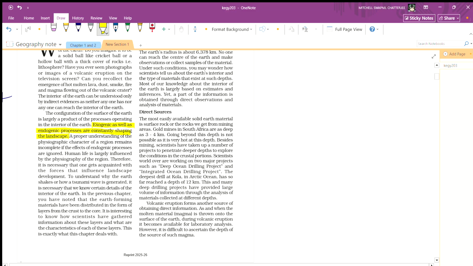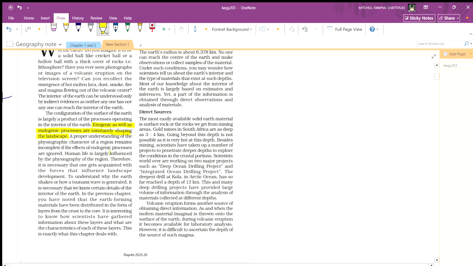A proper understanding of the physiographic character of a region remains incomplete if the effects of endogenic processes are ignored. Physical geographic character, like the mountains and all, remains incomplete if the effect of endogenic processes, those that come from inside, are ignored.